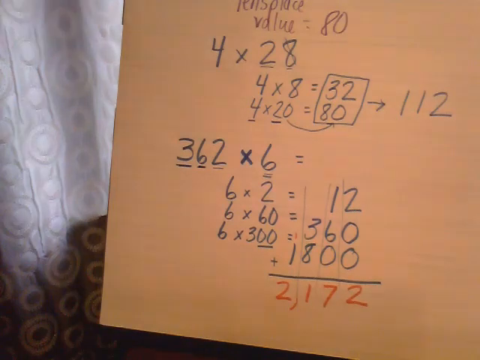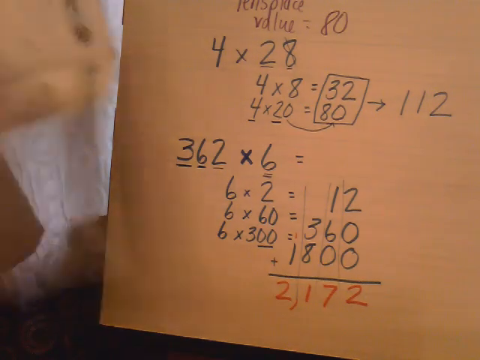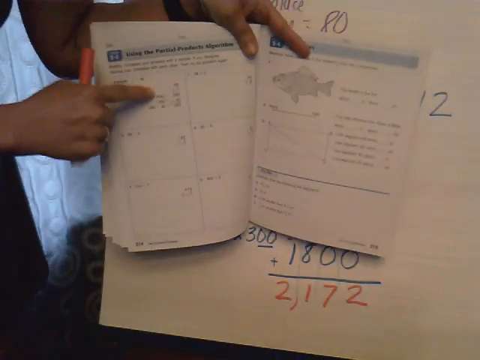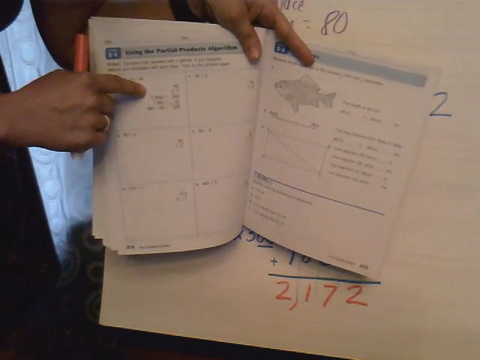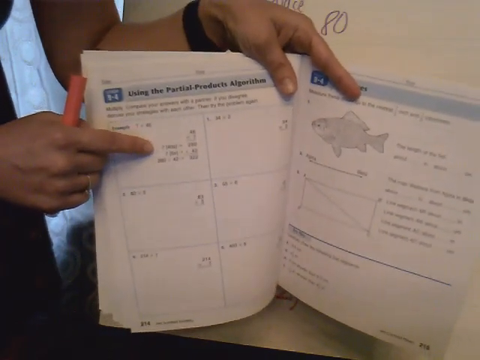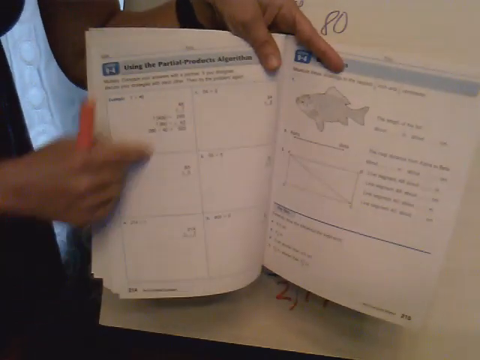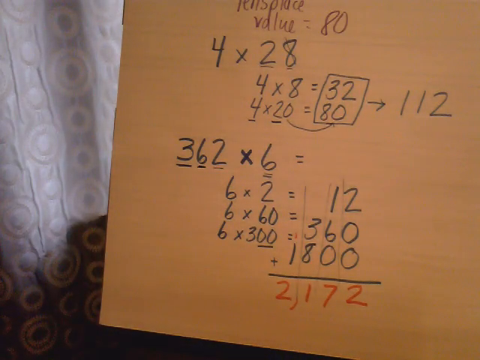What I want you to do now is turn in your math journal to page 214, and this whole page is practicing the partial products. Okay, so I want you to do it just like I showed you on the board. They also have an example in the beginning, so you can take a look at that one. I want you to use partial products to solve each of these. Okay? Do your best. Good luck.